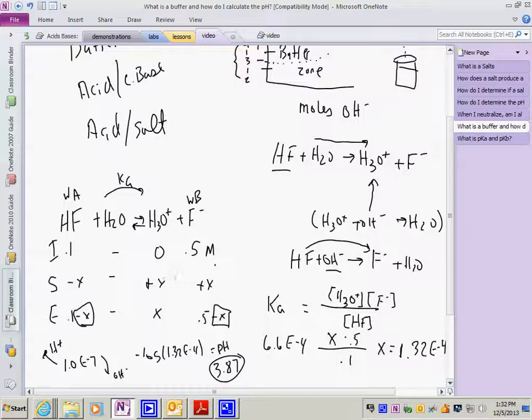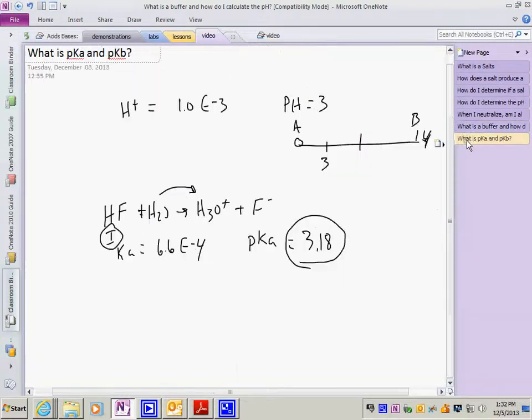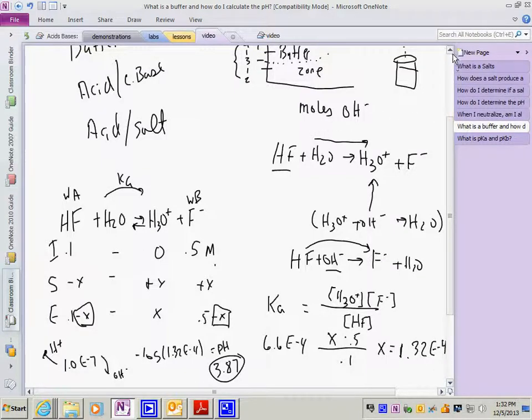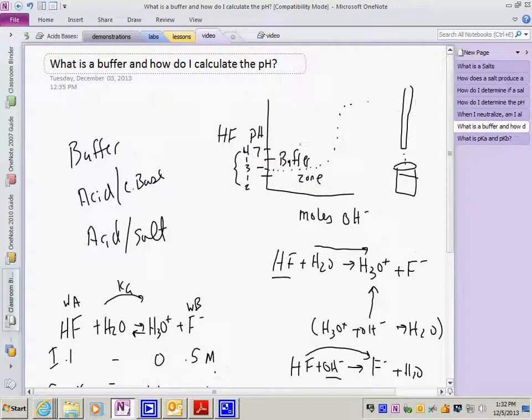So pKa can be useful for estimating where you think this buffer zone is going to be falling. I'll move up here a little bit. This buffer zone is going to be right around 3-ish, give or take a little bit, but it's right there. It gives a good indication of where your acid will be.